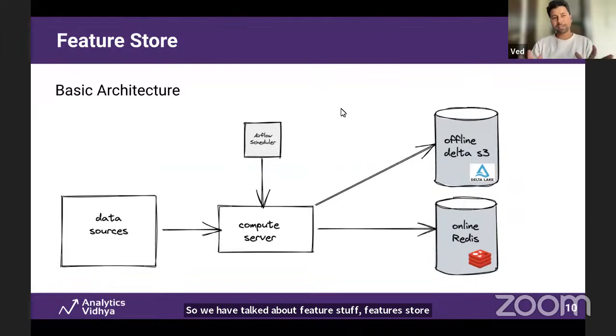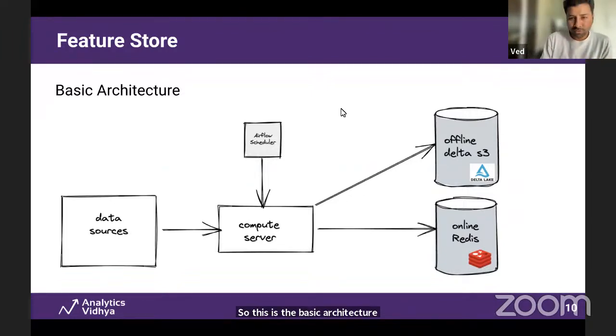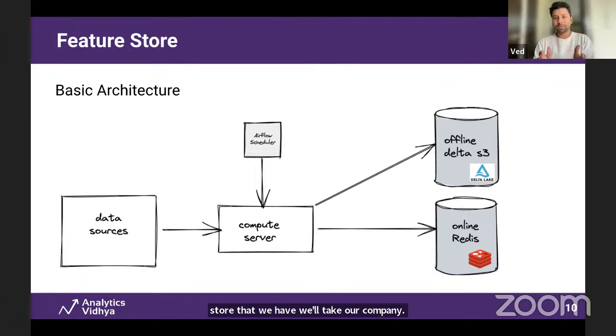So this is the basic architecture of the feature store that we have built at our company. There you have data sources, a compute server, an offline data store, and an online Redis. We will talk about what Delta is and what Redis is. The idea is there is an Airflow scheduler which will schedule the jobs, facilitate the data, and store that data into these two stores, Delta and Redis.